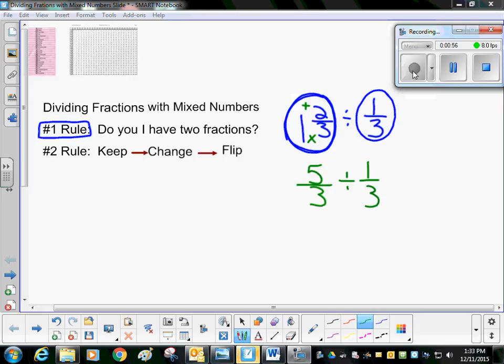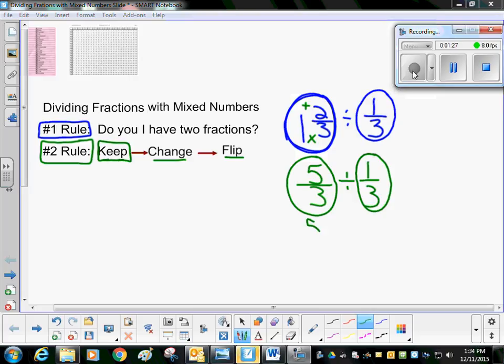Now I can ask myself, do I have two fractions? The answer is yes. I have 5/3, even though it's improper, it is a fraction, divided by 1/3, which is a proper fraction. So I do have fractions that I can now multiply by. Before I can multiply, though, now I can put in my rule number 2, which says keep, change, flip. So let's look at keep.